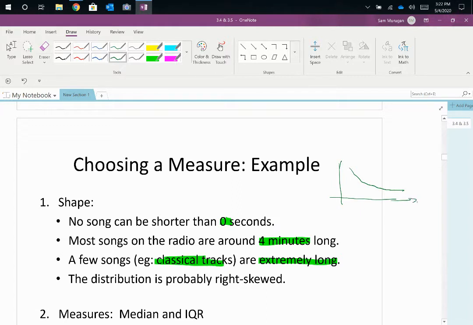The length, the number of songs that are more than 4 minutes. You might have 0, 1 minute, 2 minutes, 3 minutes, 4 minutes, and out here you might have something that's 10 minutes long. It will taper off to the right based on the number of songs that are like that. You would have a lot of songs probably that are a minute long, or 2 minutes, or 3 minutes, and then it will taper off to the right. So it's probably right skewed.